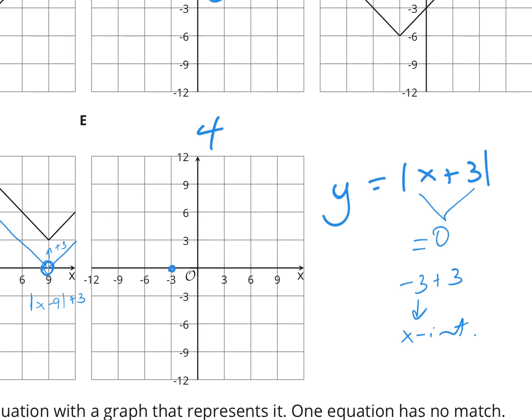My slope is 1. Nothing has changed with my slope. So my line would look like this and like this.